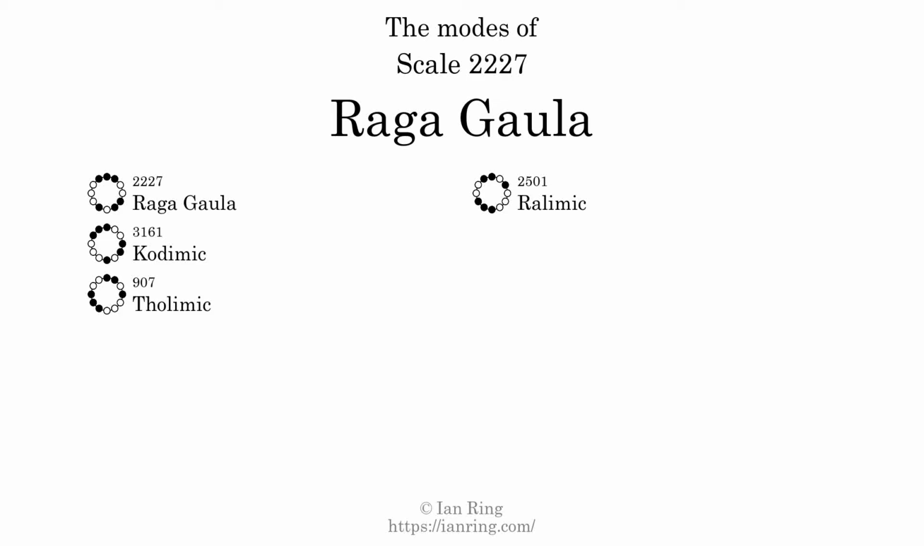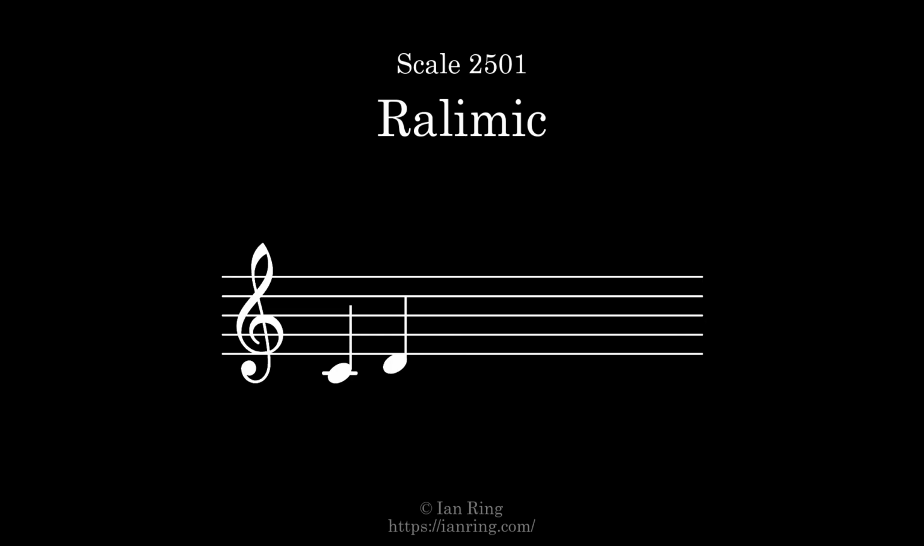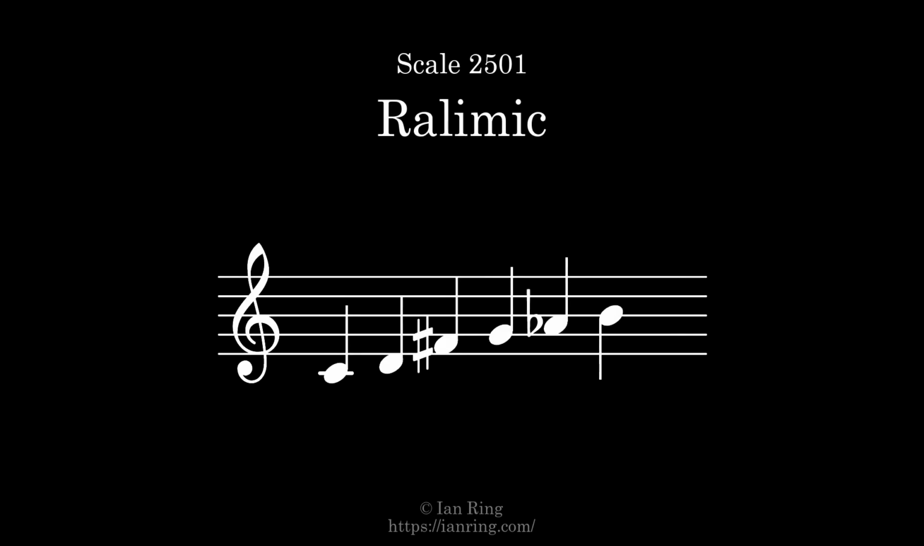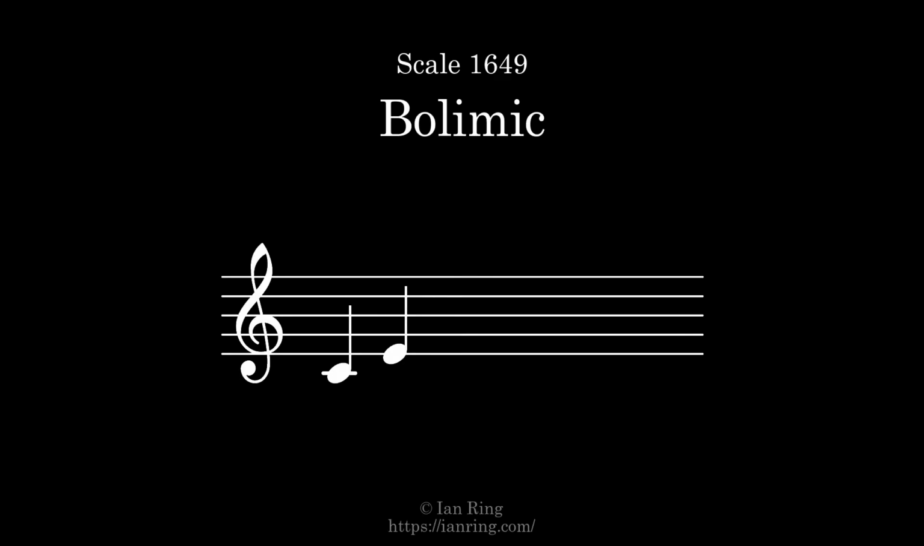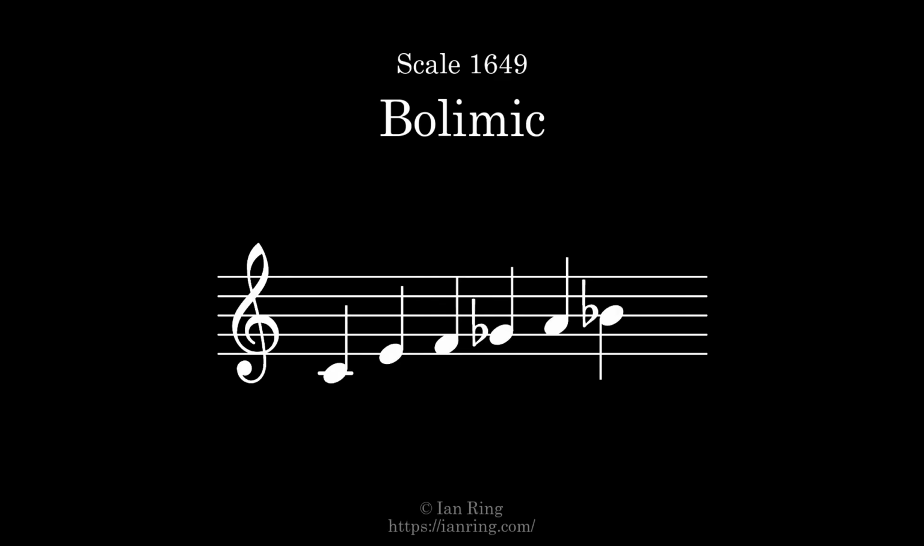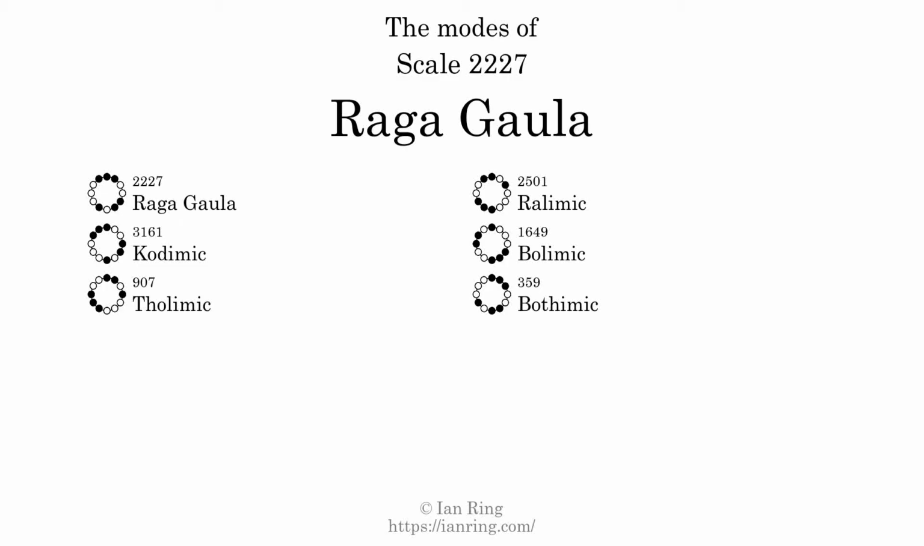The fourth mode is scale 2501, also known as rhythmic. It sounds like this. The fifth mode is scale 1649, also known as polemic. It sounds like this. The sixth and last mode is scale 359, also known as bathymic. It sounds like this.